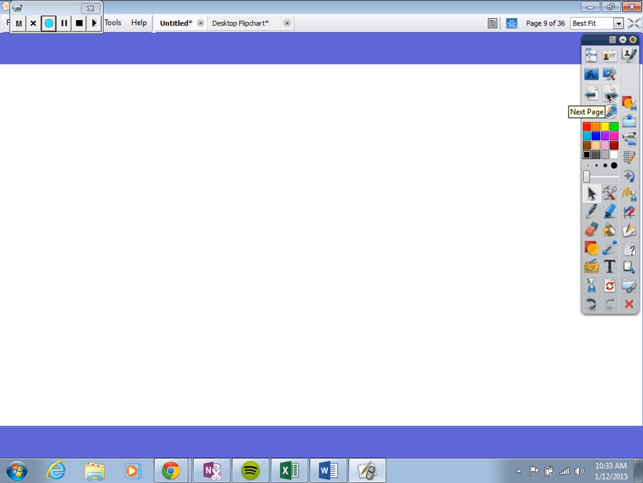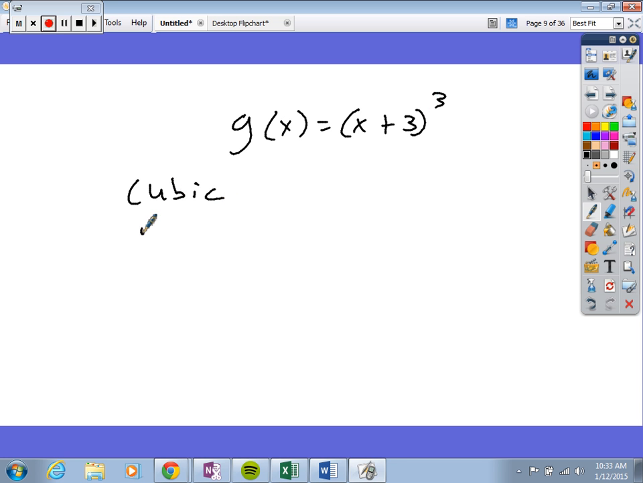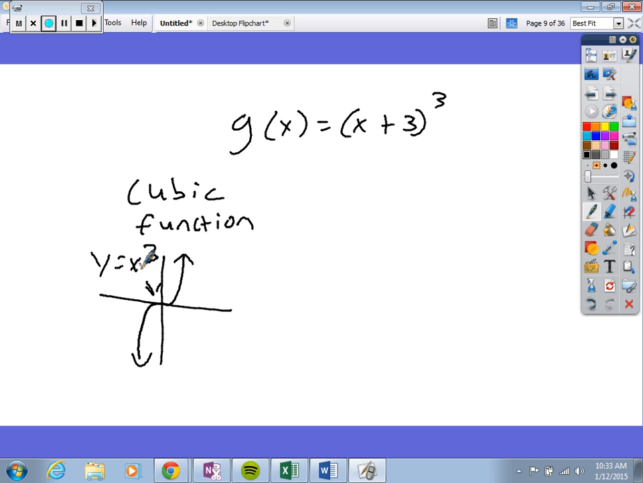Number 9 says, identify the parent for g of x being equal to (x plus 3) cubed, and describe what transformation of the parent function it represents. Well, you could say this is the cubic function, which just reminds you what the cubic function graph looks like. It's something like this. You go up, you go across, you go back up. And you could always get that from saying y is equal to x cubed. You could go to your calculator, type in y equals x cubed to find that graph. It's probably much prettier in the calculator than it is when I wrote it.